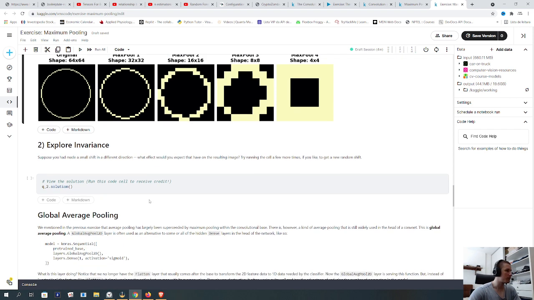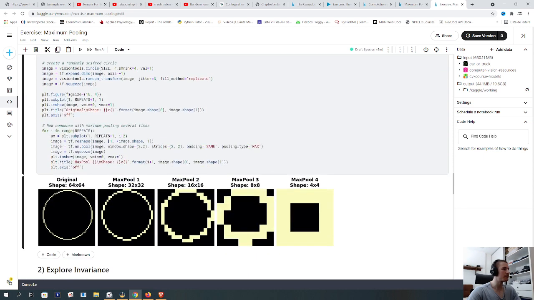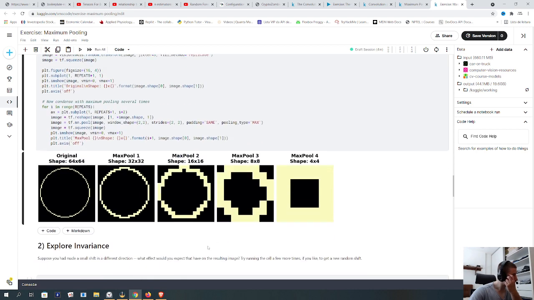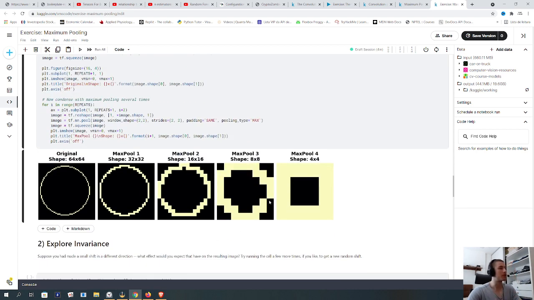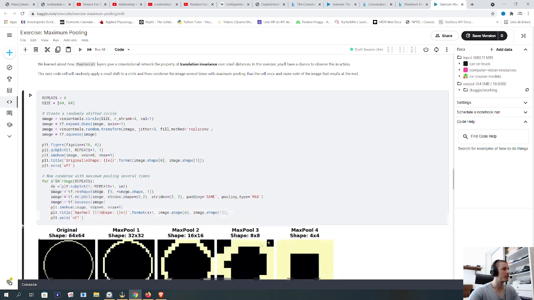Suppose you had made a small shift in a different direction. What effect would you expect that to have on the resulting image? Try running the cell a few more times. If you like, you get a new random shift. So it changes a bit on this image based off the randomness.